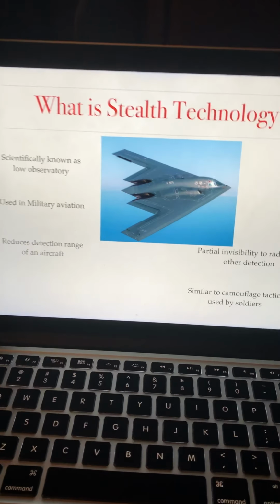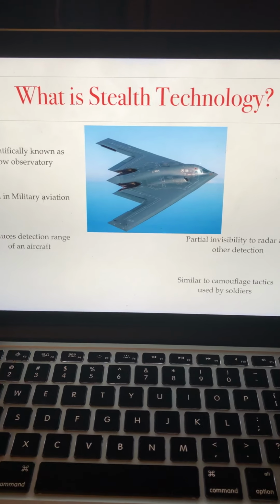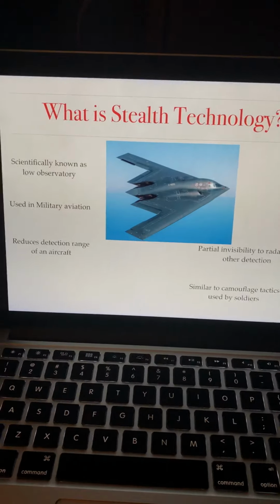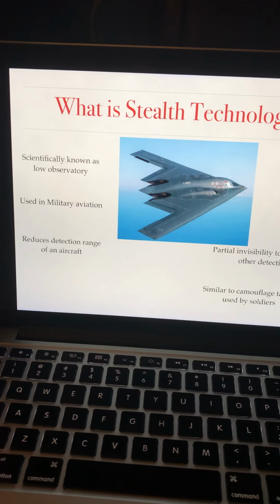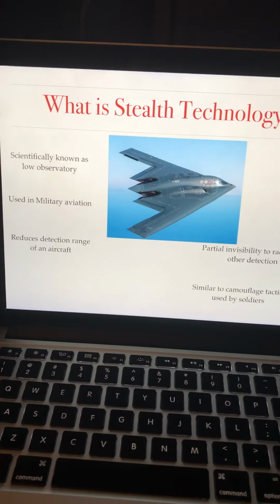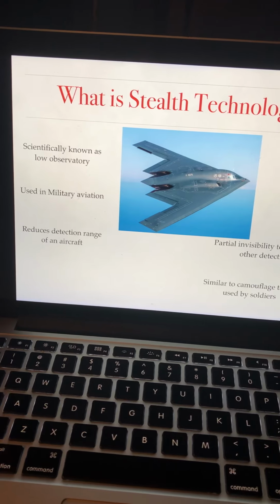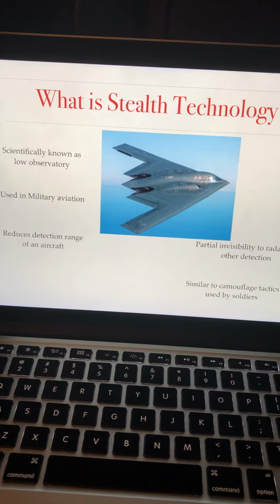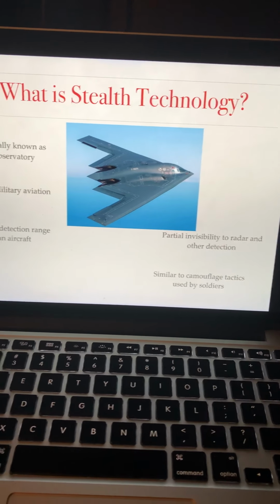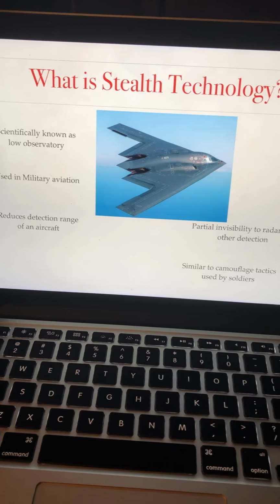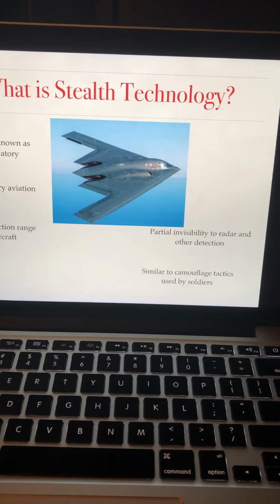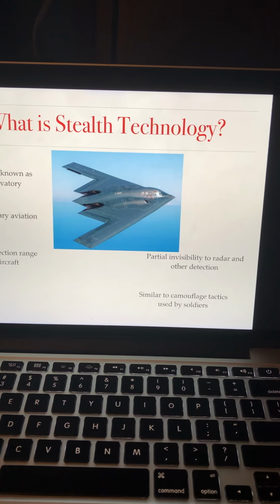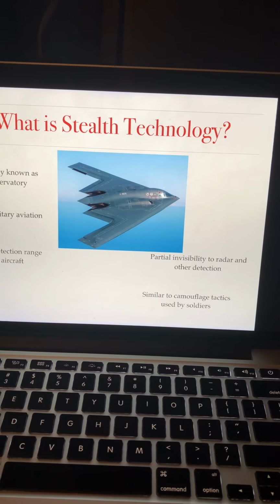Before I move on to the other parts, I want to talk about what stealth technology is. That's a picture of a B-2 aircraft. It's scientifically known as low observability. It's used in military aviation and increasingly in various other projects. It reduces the detection range of an aircraft. It has partial invisibility to radar and other detection. It's very similar to camouflage tactics used by soldiers.